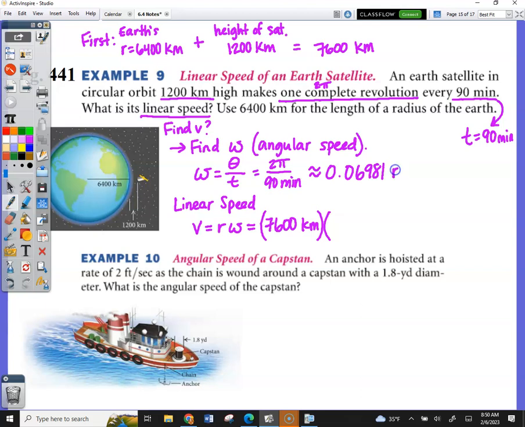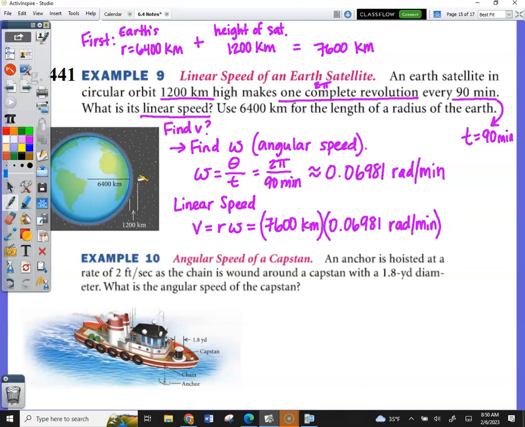It's traveling 0.06981 radians per minute. And now you're going to pull that, as your angular speed, it's going to go right here. And I also write my units of measurement. This is radians per minute.